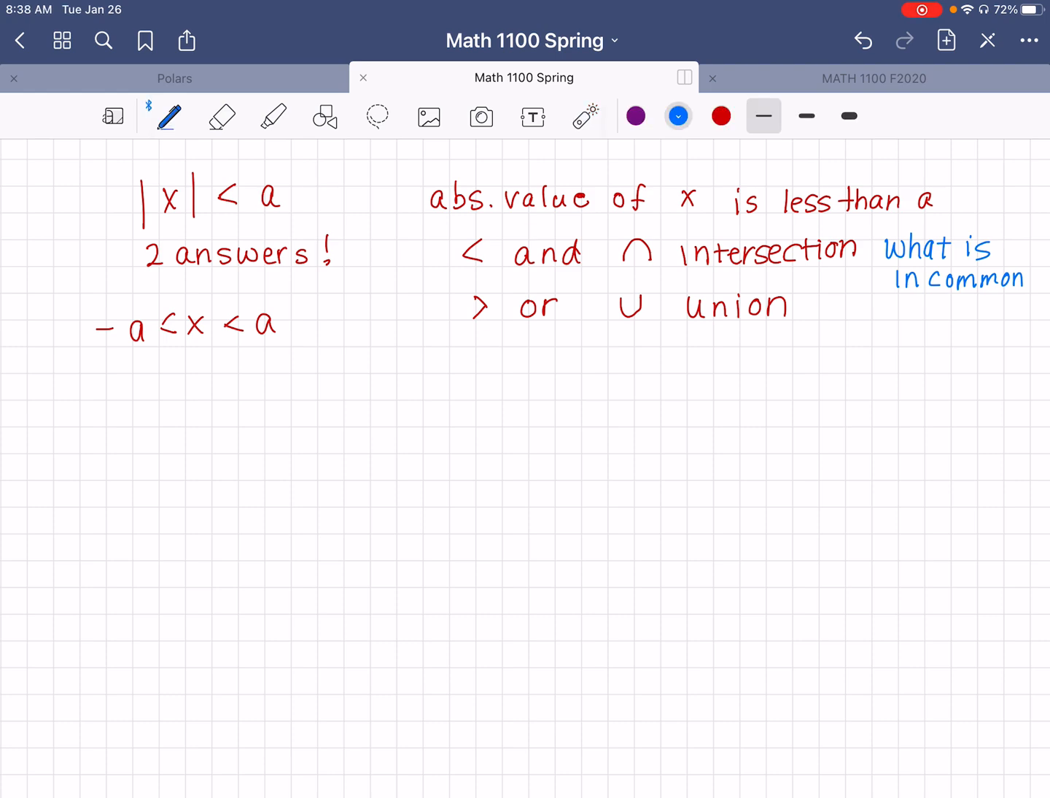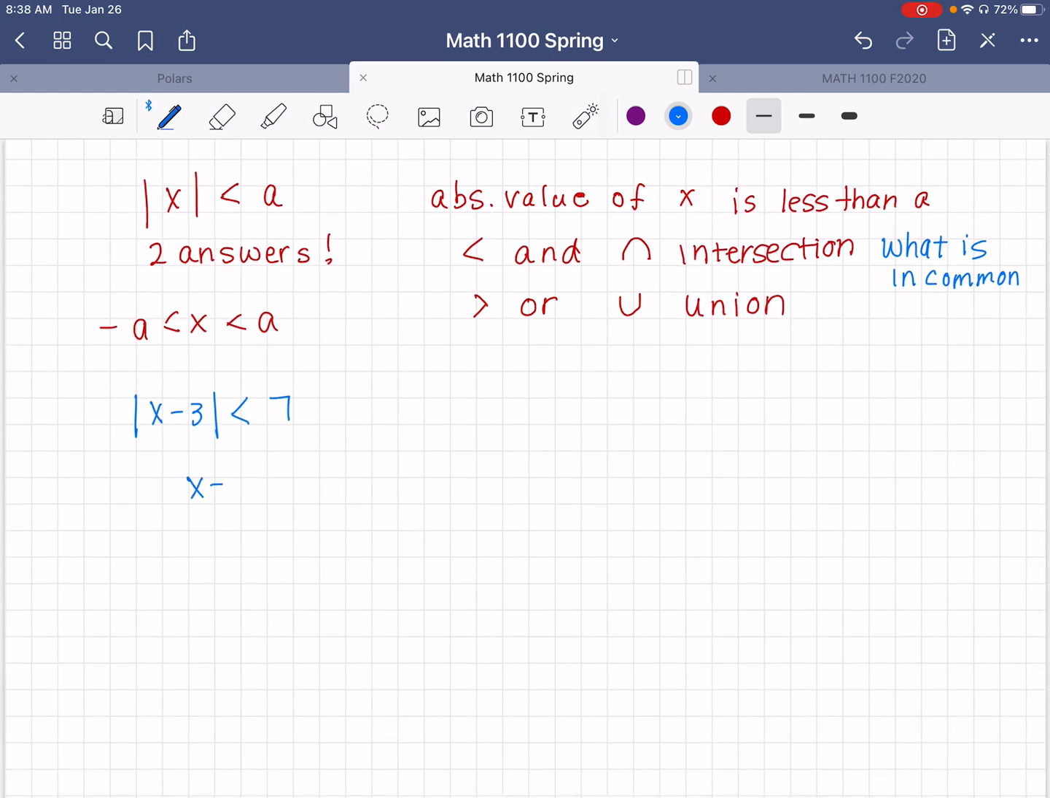If it was absolute value of X minus 3 less than 7, this would be saying X minus 3 is less than 7. It's also saying X minus 3 is greater than -7. So we write it just between. Because it's a less than, we write it in between the two values. So I have 7 and then its opposite, which is -7. And notice it always goes low to high.